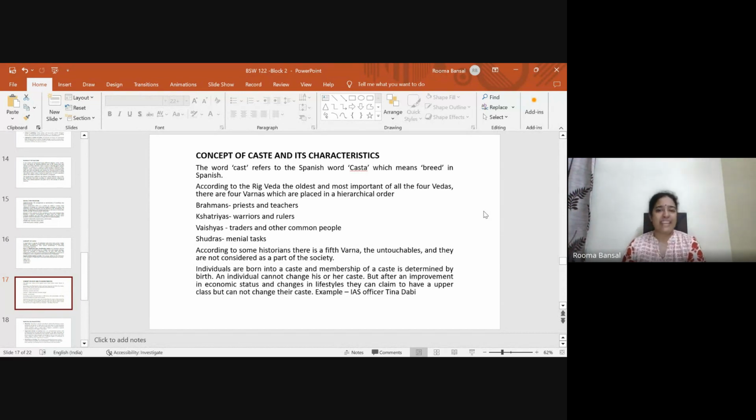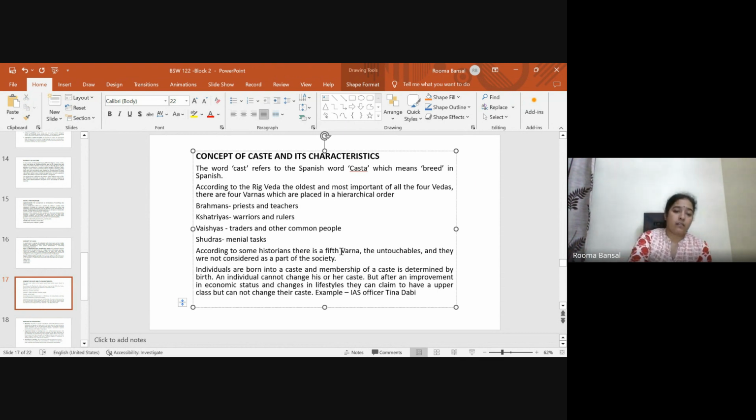Brahmins means priests and teachers. Kshatriya means warriors and rulers. Vaishya, traders and other common people. Shudra, who do menial tasks like sweeping, cleaning the roads, cleaning the toilets. According to some historians, there is a fifth one also, which is untouchable, and they were not considered a part of the society. Nowadays they are part of society, but in our ancient era or old era, they were not considered a part of society.